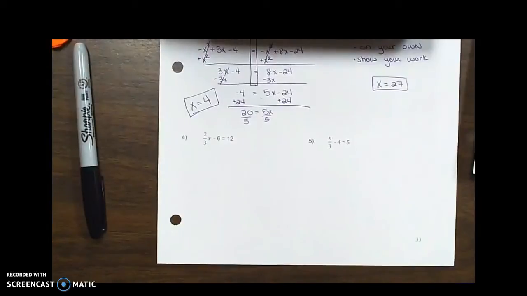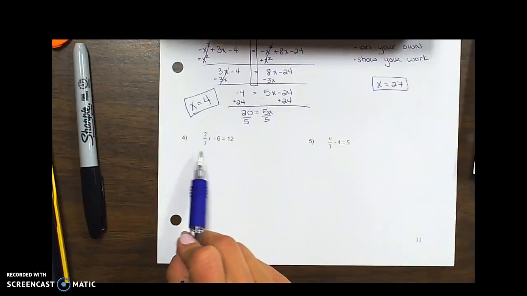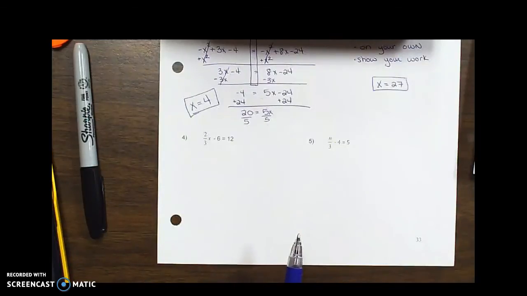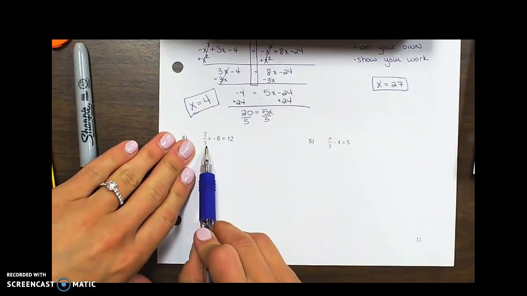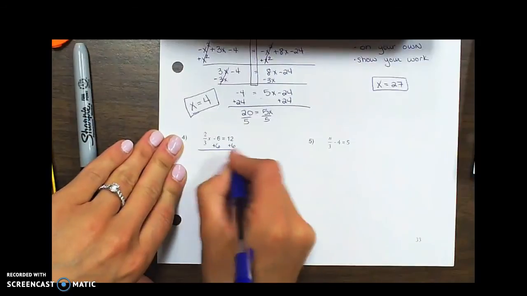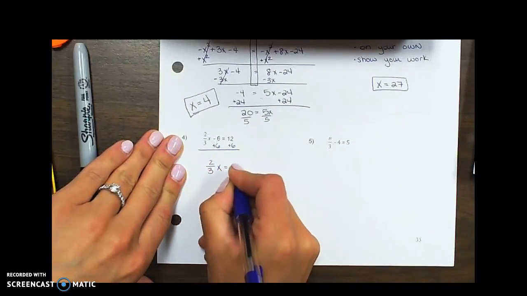So here we've done one like this in class before, but let's just review a little bit. So we have no parentheses. There's no common terms on the same side. So all we have to do now is transpose the x to one side, the constants to the other. Now if I look carefully, I already have my x by itself on the left-hand side. So I'm going to bring my constant to the right. So we have 2/3 x equals 18.